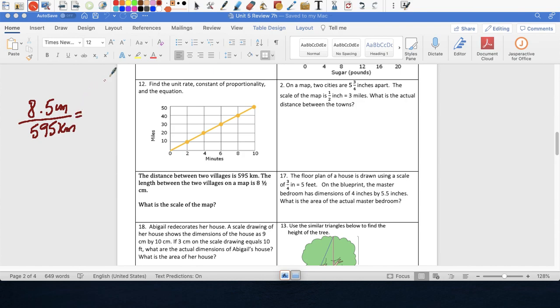All right, so we can say, hey, what's 1 centimeter on the map equal to? Because that's the scale that you will see, right? So how does this happen? Divide by 8.5. I'm going to divide this by 8.5. So 595 divided by 8.5 equals 70. So 1 centimeter on the map is actually equal to 70 kilometers in real life.